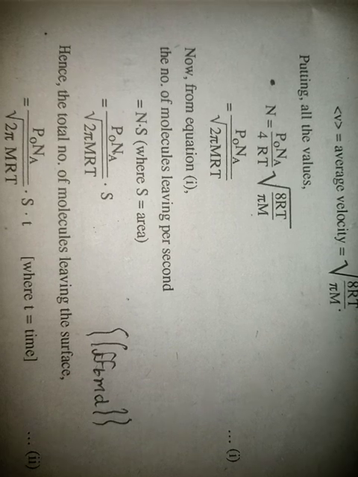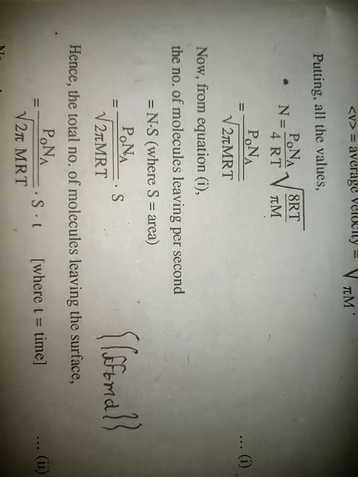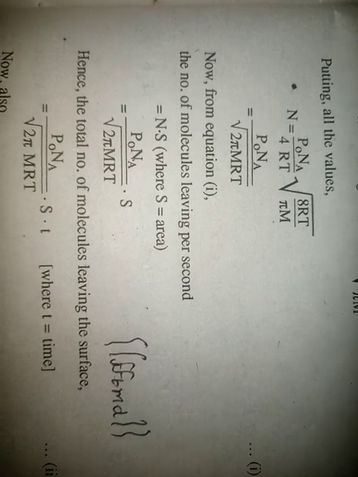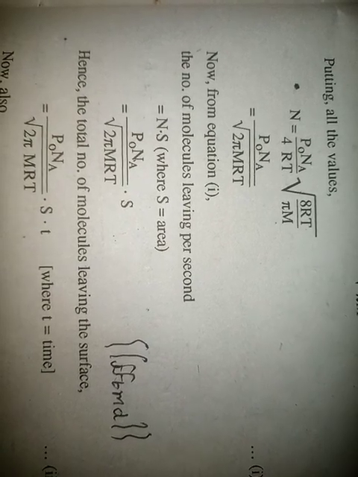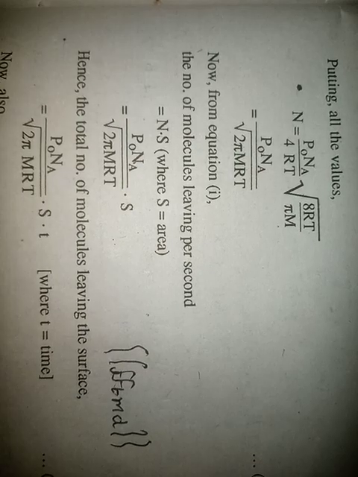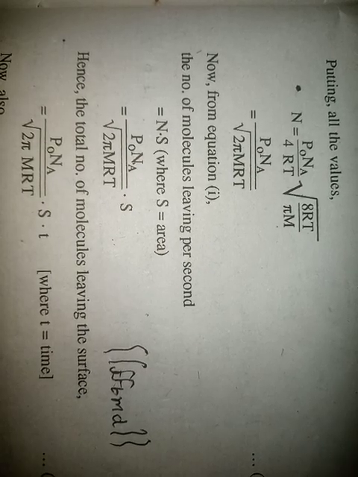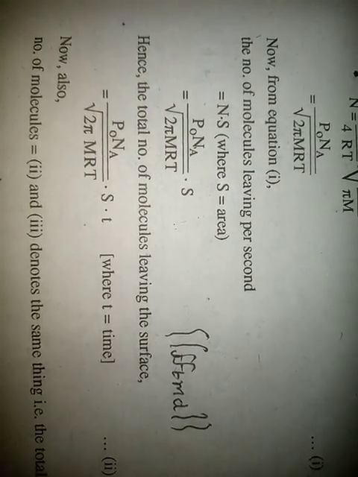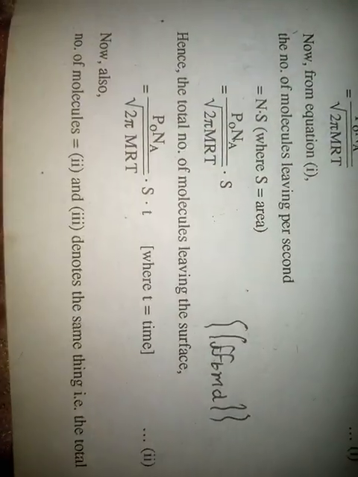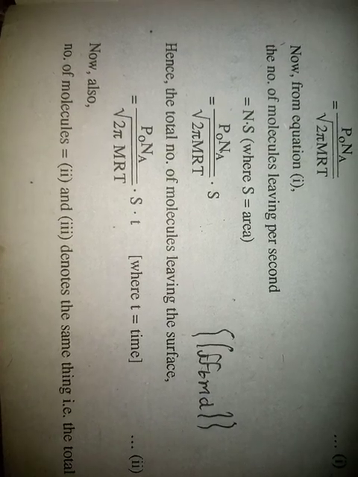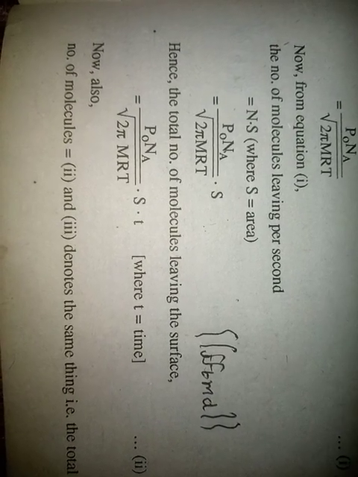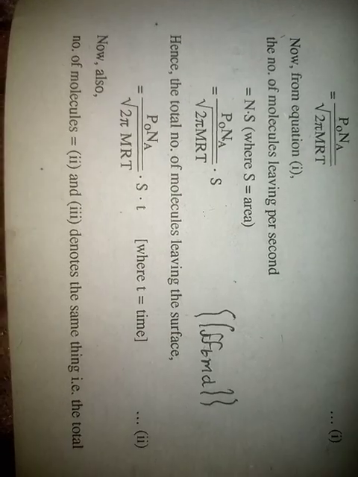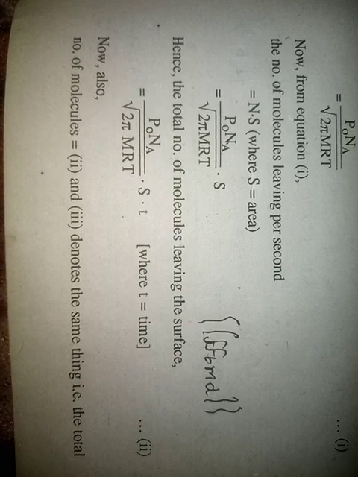Equation 1. Now from equation 1, the number of molecules leaving per second equals N into S, where S is the area, equals p0 Na by under root 2πMRT times S. Hence, the total number of molecules leaving the surface equals p0 Na by under root 2πMRT times S times t, where t is the time. Equation 2.